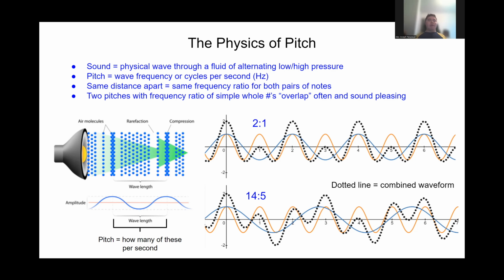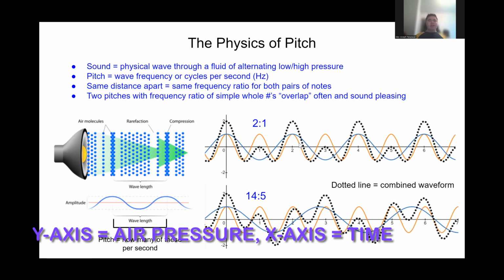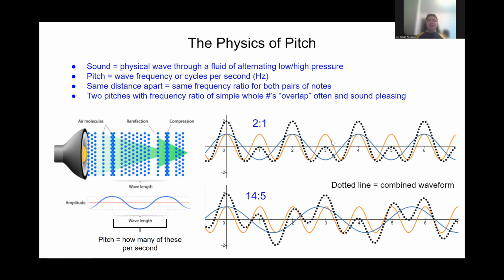Now we're going to talk about what happens when we combine multiple pitches together. We combine multiple waveforms, we get the combined waveform in the dotted black line. When the ratio of frequencies is 2 to 1, which is a very simple whole number ratio, we get a pretty consistent combined waveform. But when we don't have a whole number ratio that is simple, like 14 to 5, our combined waveform is a lot messier.